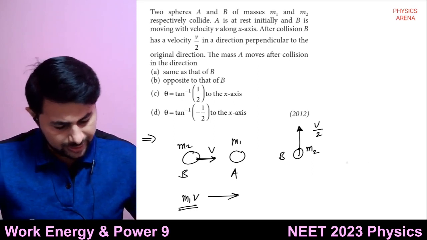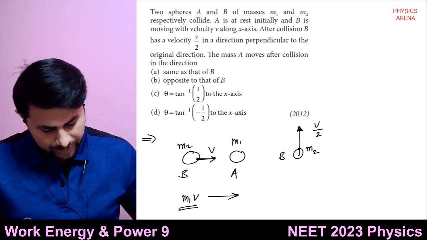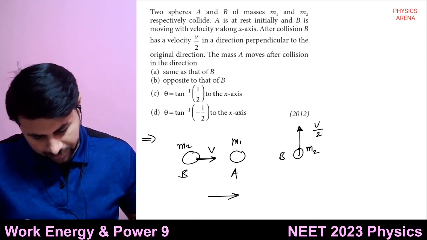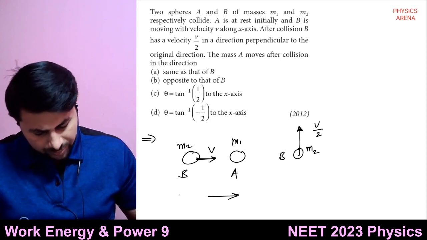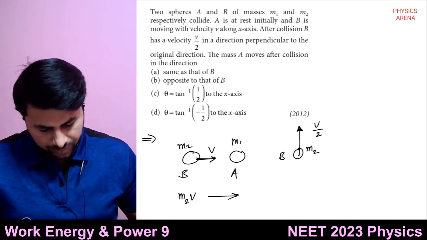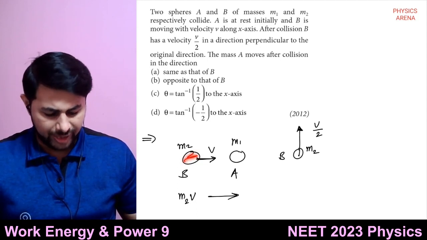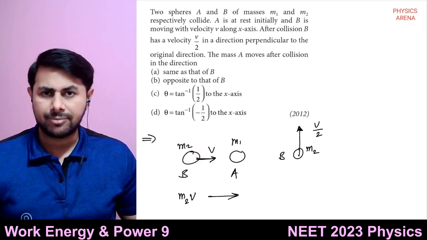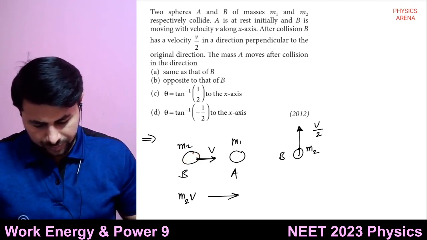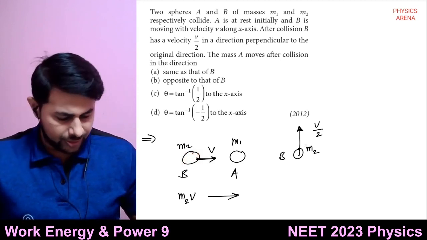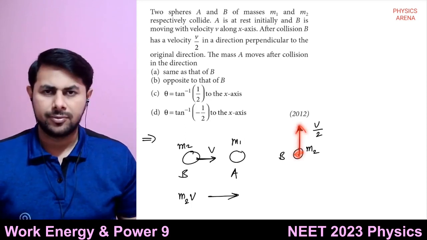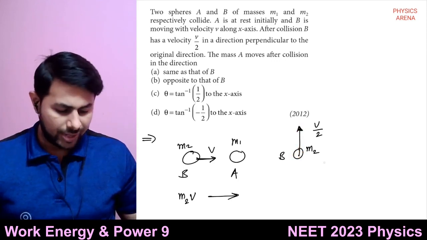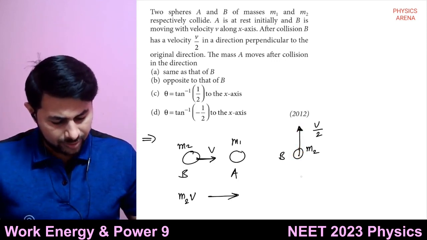In the x direction. So this one is not m1, it is m2. So initial momentum was m2 times v, the momentum of this ball B, and final momentum would also be equal to m2 times v. So if this ball is moving vertically upwards, the other ball will have a y component of velocity.